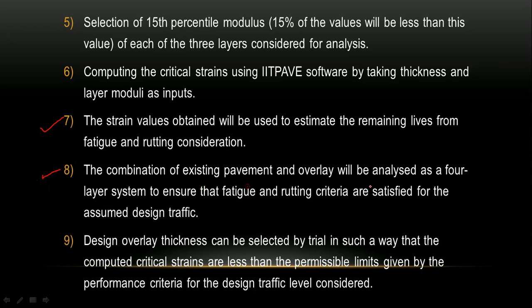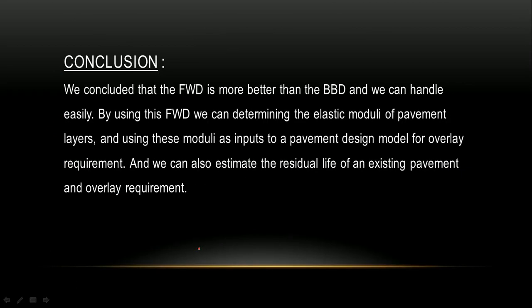How do we analyze the combination of existing pavement and overlay? The existing pavement is here and the overlay is here. We consider the entire thing as a four-lane system. By considering it as a four-lane system, we find the rutting criteria, and based on that and the design traffic we decide the thickness of the overlay. This is how we perform the falling weight deflectometer test.